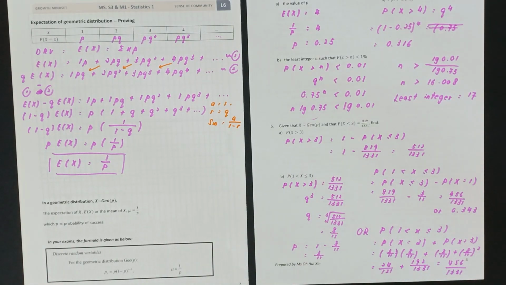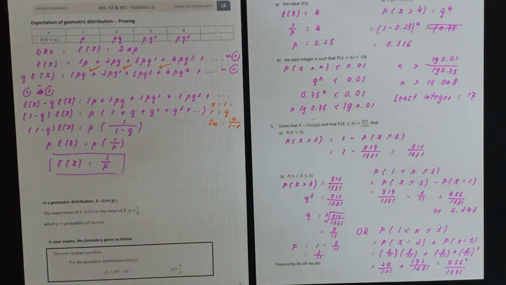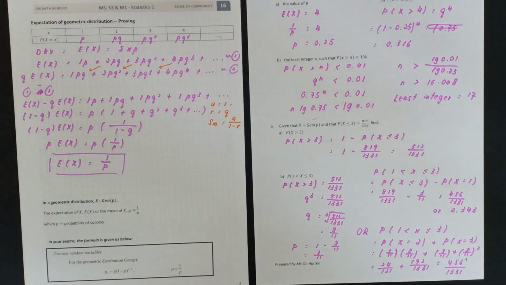Okay? So I think this time my example went through pretty quickly. I hope that you can understand everything. After that, please move on to your past year questions and exercises. Alright, okay, thank you.